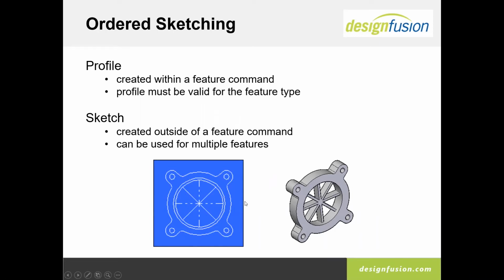For example, with this sketch, I could use the outside to make the initial shape. I could use the inside circle to make a cutout. I could use the small circles to do holes. And then I could use the cross sections here to do the web network. And I could do them all individually based on a single sketch.